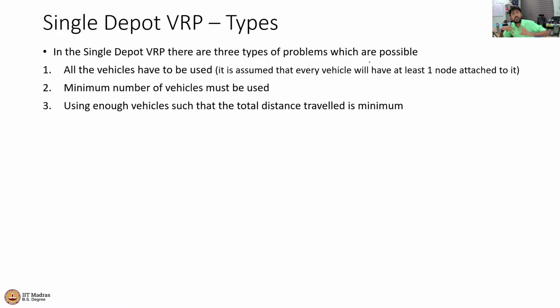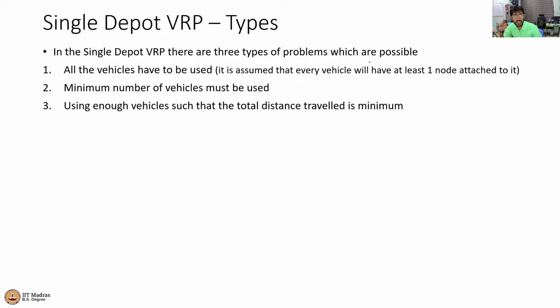is an extension of 1 and 2 where I say I must use the minimum number of vehicles, but I must also travel the minimum distance. So as much as possible use the minimum number of vehicles, but also make sure that the distance traveled by my vehicles is minimum. So that could be another problem. And again, for our discussions, these are different variations or types of the single depot vehicle routing problem.